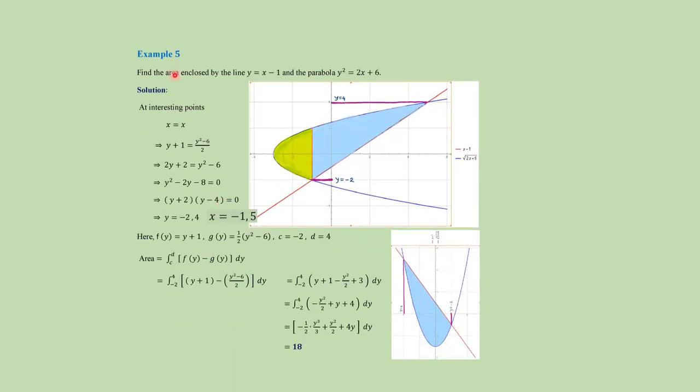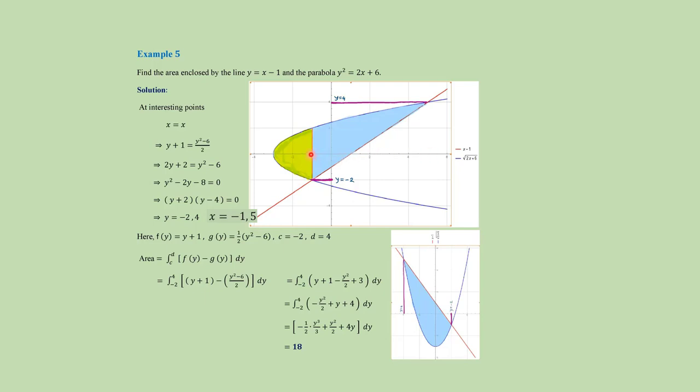This is the last example of this video. Here we have two functions, y equals x minus 1 and y squared equals 2x plus 6. So if we draw it, then it becomes this red straight line. And if we draw it, it becomes this parabola. At the intersecting point, we got x equals negative 1 and 5. So this is x equals negative 1 and this is x equals 5.